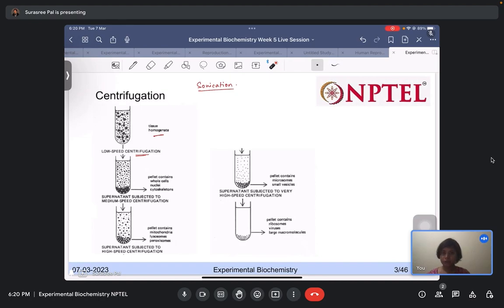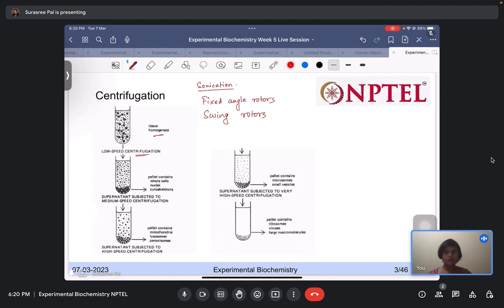For centrifugation we use a machine which is called a centrifuge, and this centrifuge machine can have different types of rotors. Actually there can be fixed angle rotors, and there can be swing rotors. So what happens in a fixed angle rotor and what is the difference in a swing rotor?